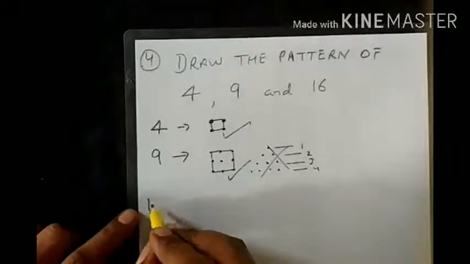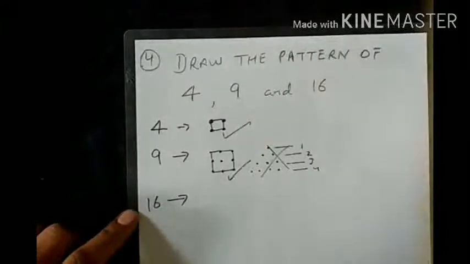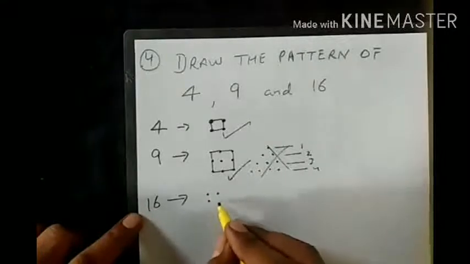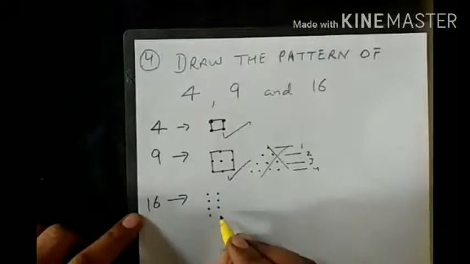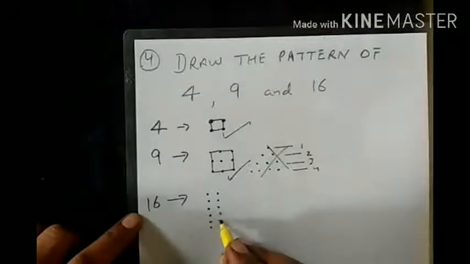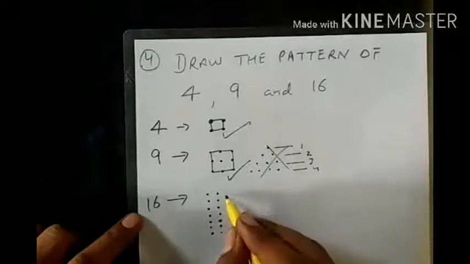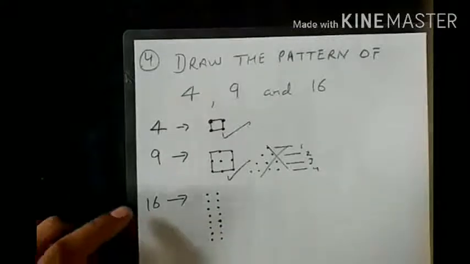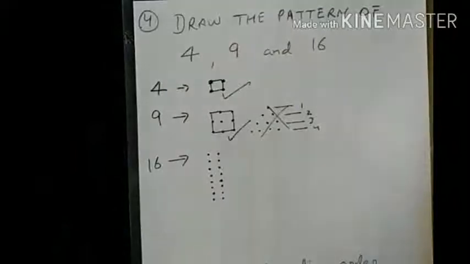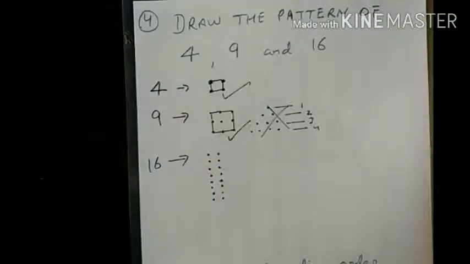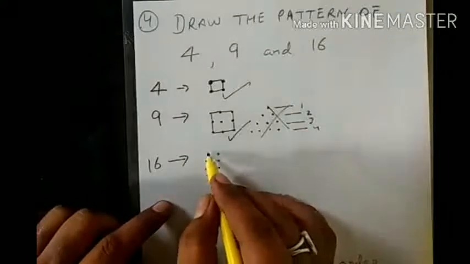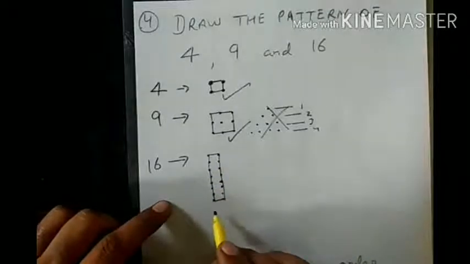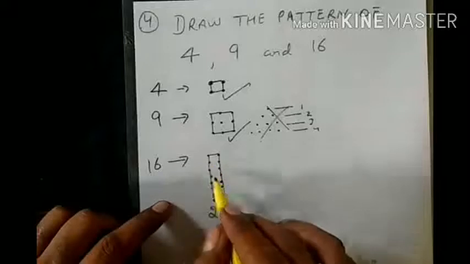Now for the 16. For 16, how many patterns can we make? Firstly, I can make 2 multiply 8, that is 16. So I will mark the dots. One line, 2 line, 3 line, 4 line, 5 line, 6 line, 7 line and 8 rows. Okay. Now how many dots are there? There are 16 dots. So what type of pattern are you looking at here? This pattern is a rectangular pattern, and it is of shape 2 by 8.